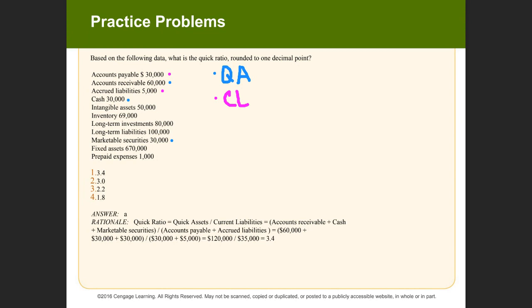So we're going to add those up. We've got 60,000 plus the 30,000 and the 30,000, and then they didn't total it out for us. But the 60,000 plus the 30,000 plus the 30,000 is 120. Well, I'll write it down here: 60, 30, 30. And then we've got our 30,000 and our 5,000.